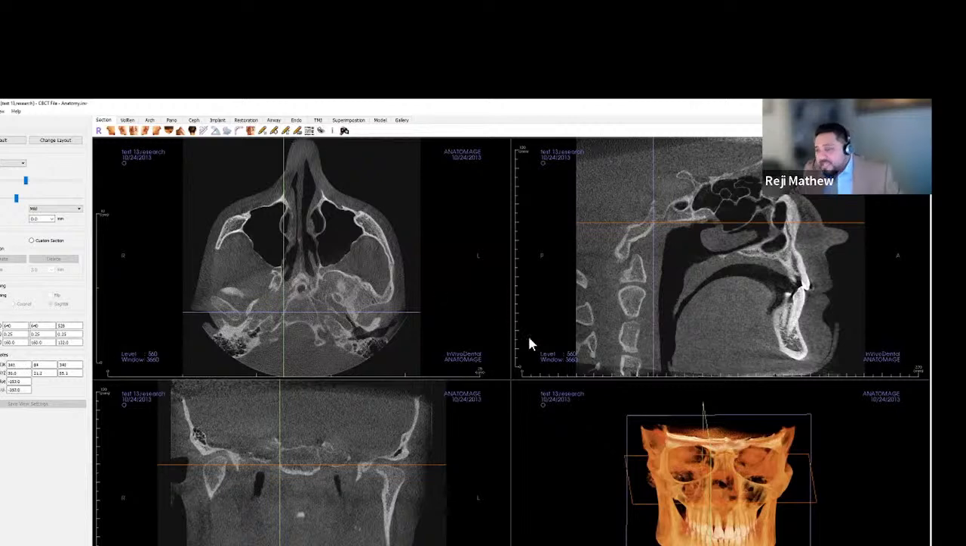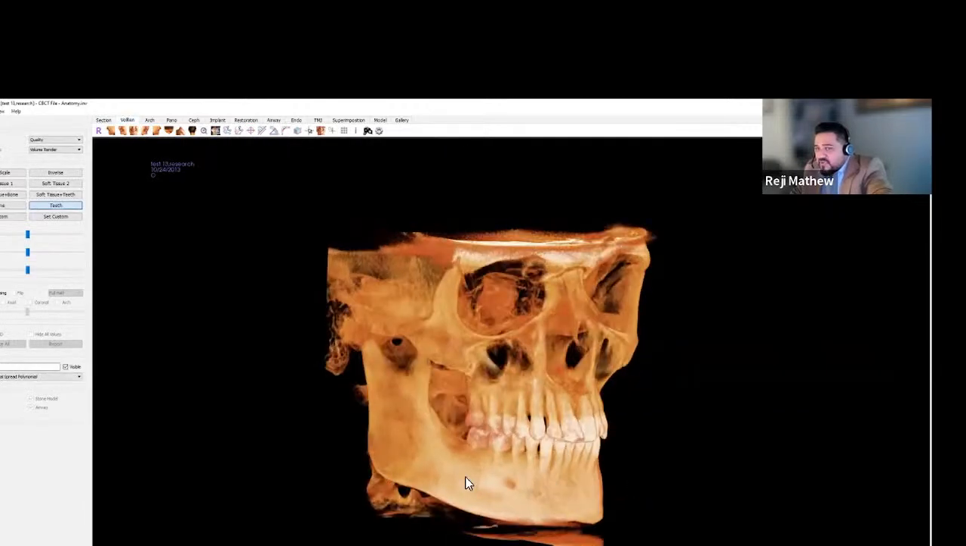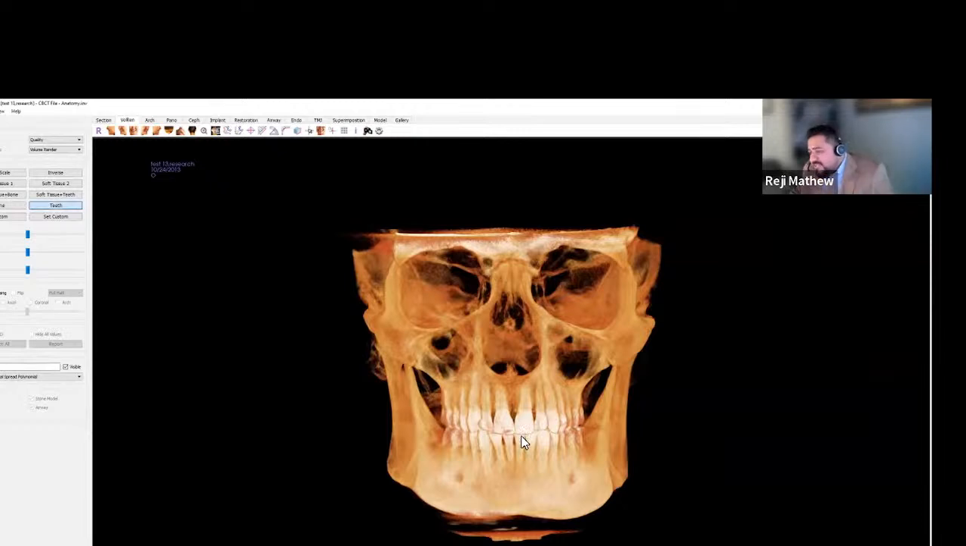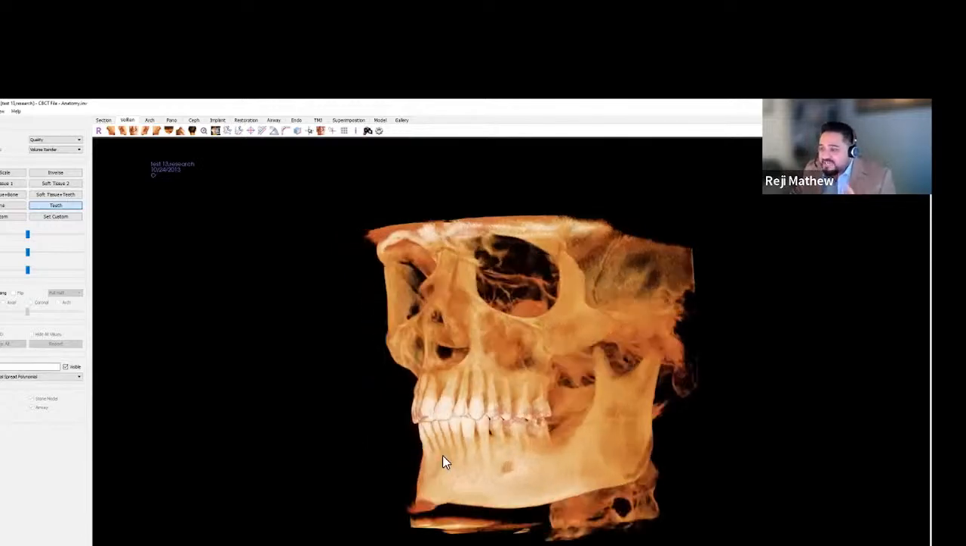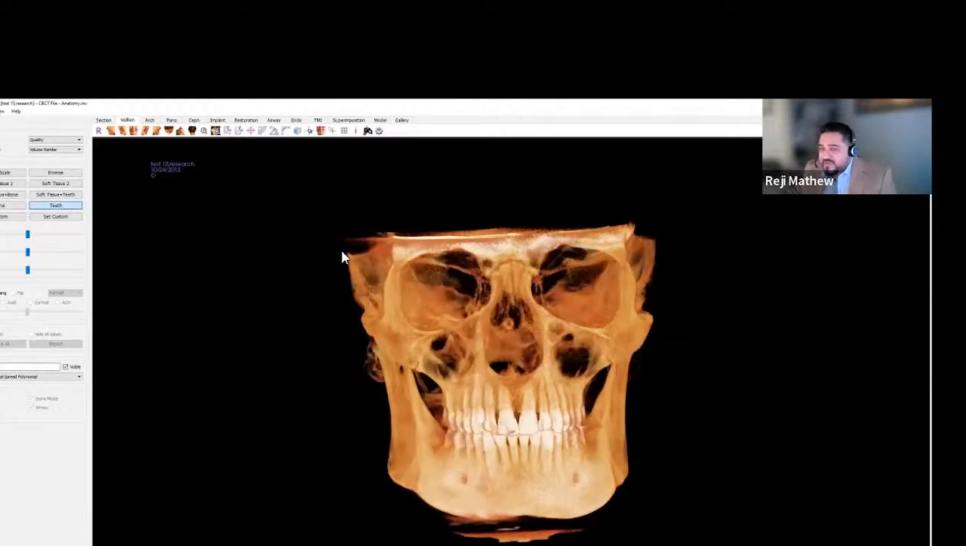Again, CBCT is not, and you can see all these images right here. These are all the volumetric images. Not the best image to diagnose, but a great image to actually talk to the patient and explain to the patient where you are going to place an implant or how those structures look.